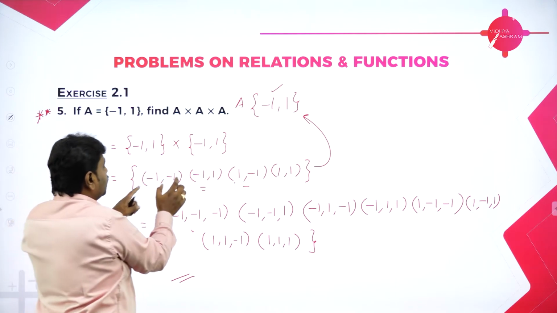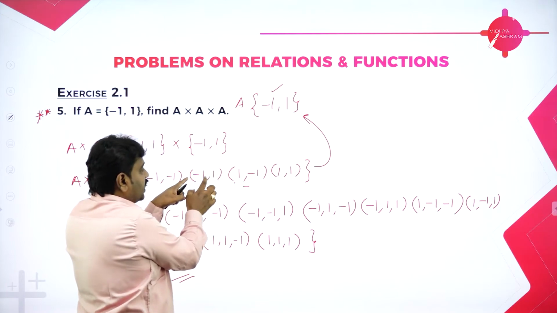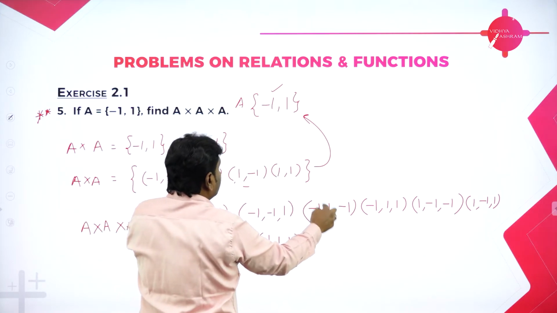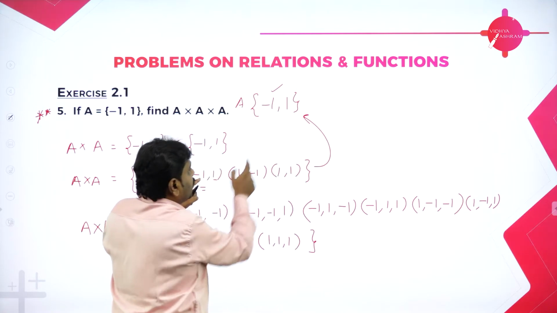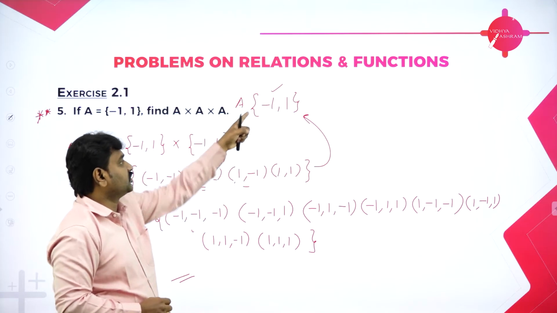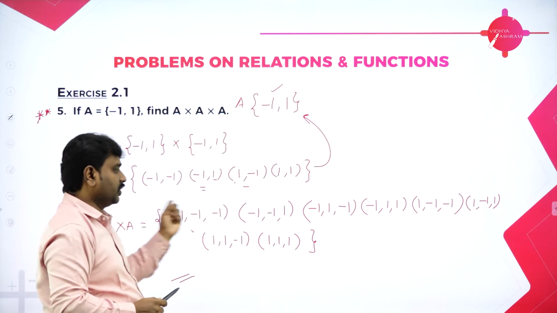Take this order pair, club minus 1. Take this order pair, club 1. Then take the second order pair. What is the second order pair? Minus 1 1. Club with minus 1: minus 1 1 minus 1. Then minus 1 1, club with the second one: minus 1 1 1, like that. Then take the third order pair. Club the first element and second element, like that. I hope all of you got this. One of the good questions and important questions also.